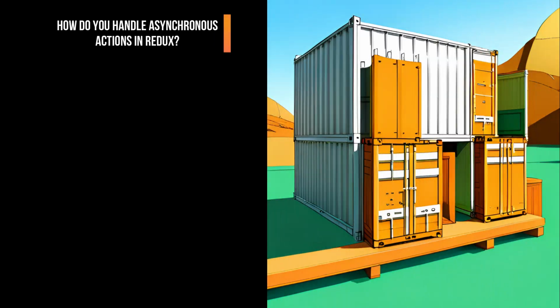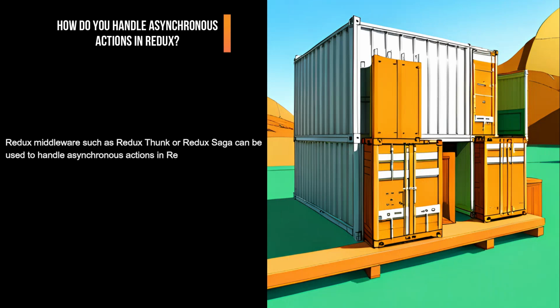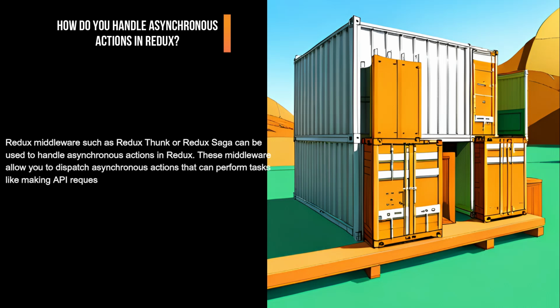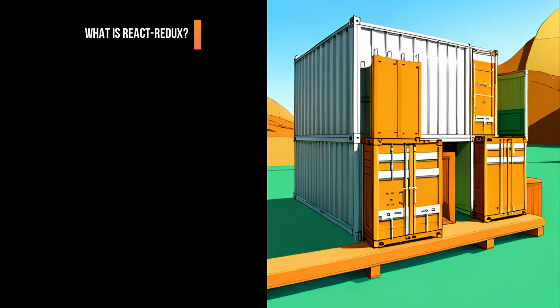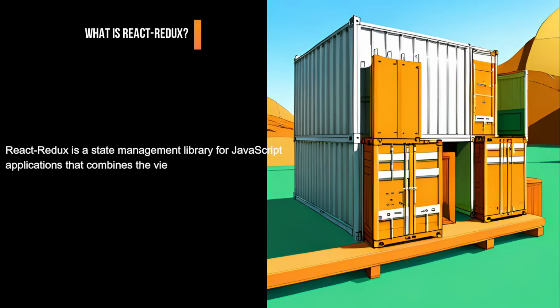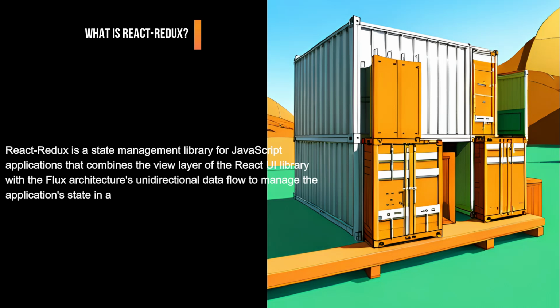How do you handle asynchronous actions in Redux? Redux middleware such as Redux Thunk or Redux Saga can be used to handle asynchronous actions in Redux. These middleware allow you to dispatch asynchronous actions that can perform tasks like making API requests or interacting with a database, and then dispatch a success or failure action when the asynchronous task is completed. What is React Redux? React Redux is a state management library for JavaScript applications that combines the view layer of the React UI library with the Flux architecture's unidirectional data flow to manage the application state in a predictable manner.